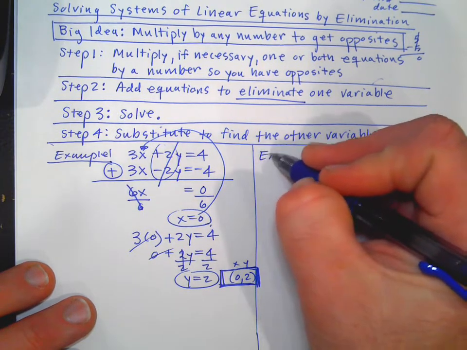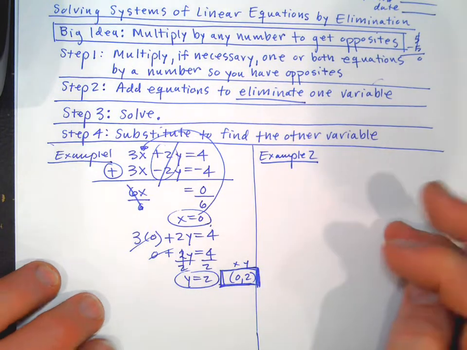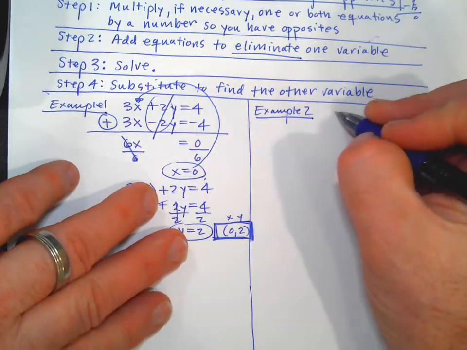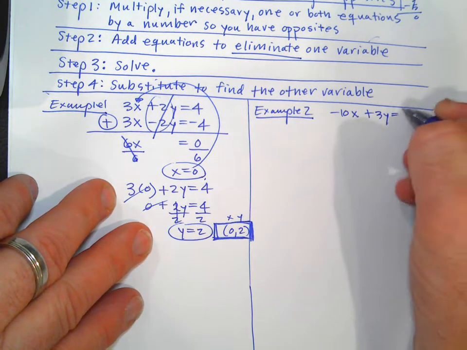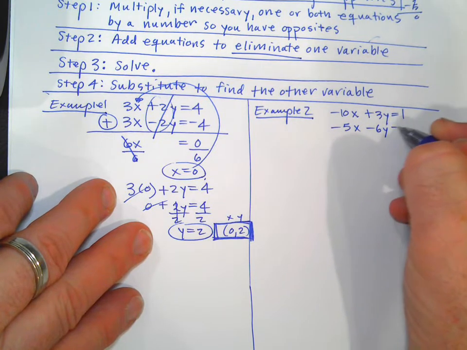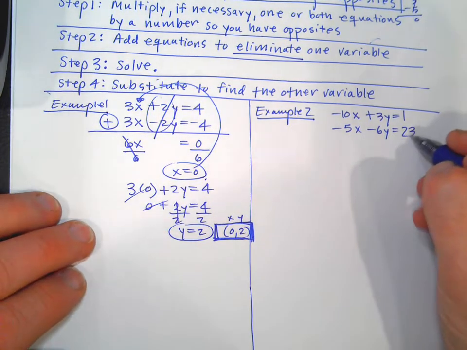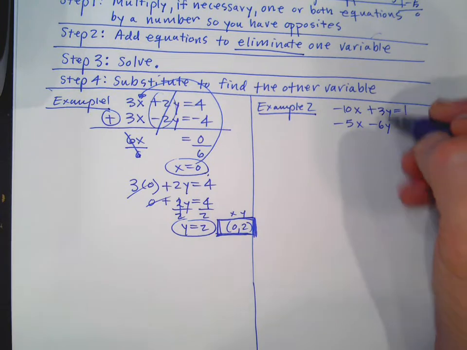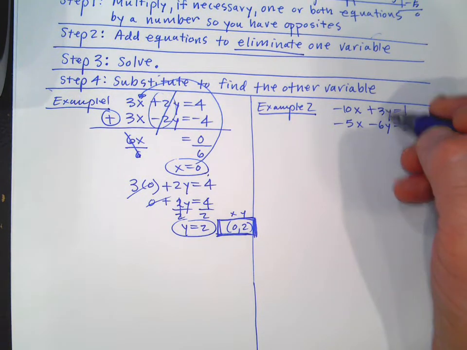Let's look at another one. I'm going to slowly make these a little harder as I go. You'll get some this easy, but okay, this one, the equations are negative 10x plus 3y equals 1, and negative 5x minus 6y equals 23. Okay? Now here, if you look at these, the numbers aren't opposites yet. Negative 10, negative 5 aren't opposites. 3 and negative 6 aren't opposites.